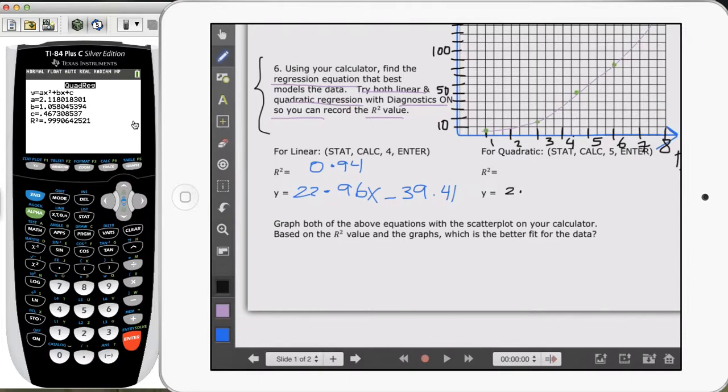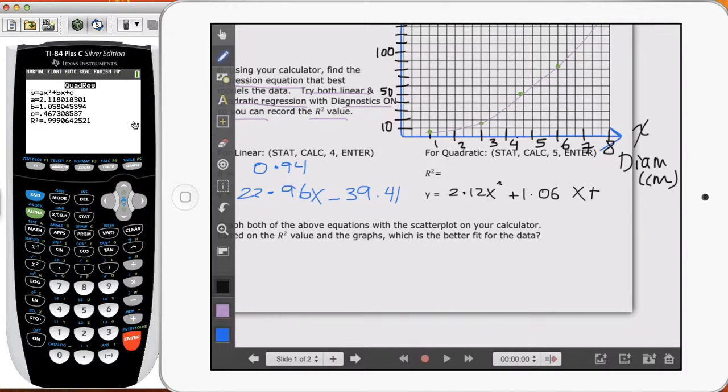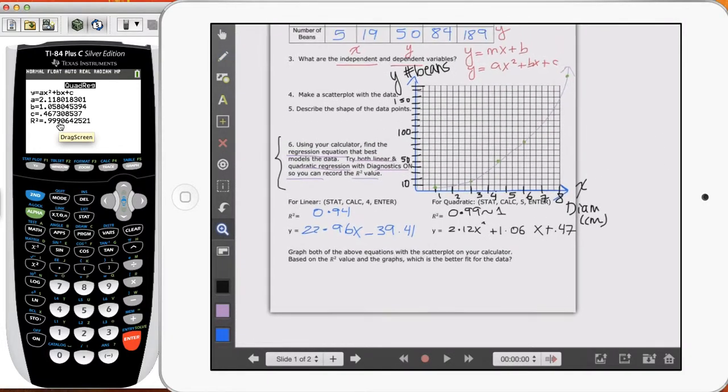So I got 2.12x squared plus 1.06x, plus 0.47. Okay? Now, as for the R squared, I found it to be 0.99, almost a 1, right? Because if you round to the nearest hundredth, it will be a 1, since the third number over here is a 9. Now, let's look at the data that we just gathered.